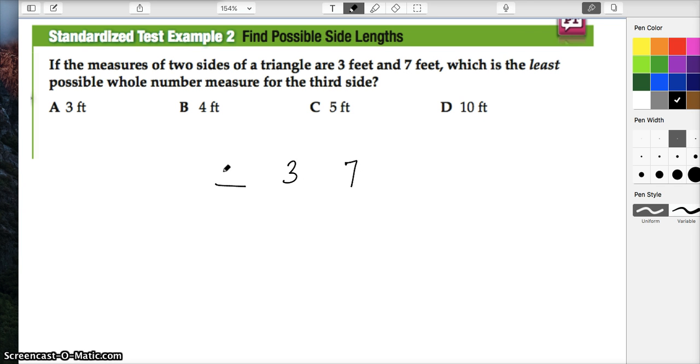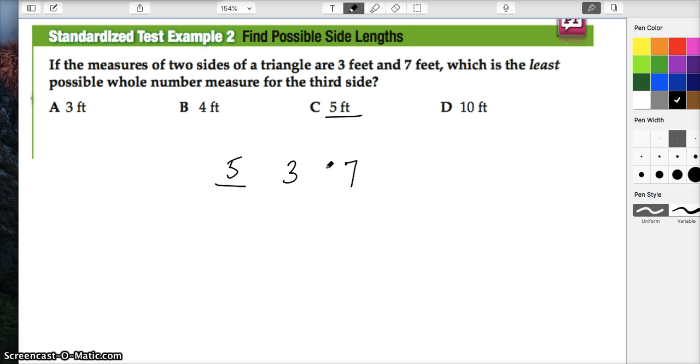So it can't be 4 because 7 minus 3 is 4, right? And that would just be equivalent. It has to be greater than 4. And the least whole positive number that would work for that would be 5. 10 doesn't work at all because, can you see why?